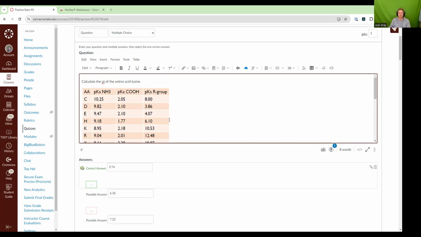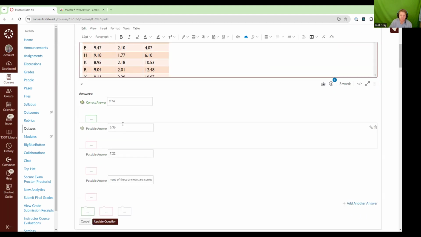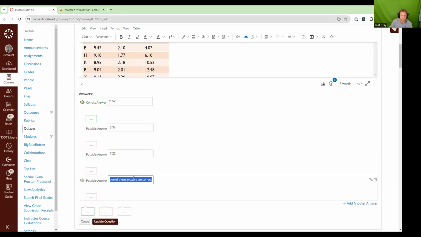Now, if I look at my different answer options, I'll give you an idea of how to anticipate these answers. The numbers down below are the other answer options. Well, I've got 6.36, 7.22. Now, a good way to come up with a bad answer is to expect the way that people do these calculations incorrectly. One way that they do it is they add up all the pKa values and they divide by 3, or they divide by 2. Now, none of these answers are correct. That's totally not correct.